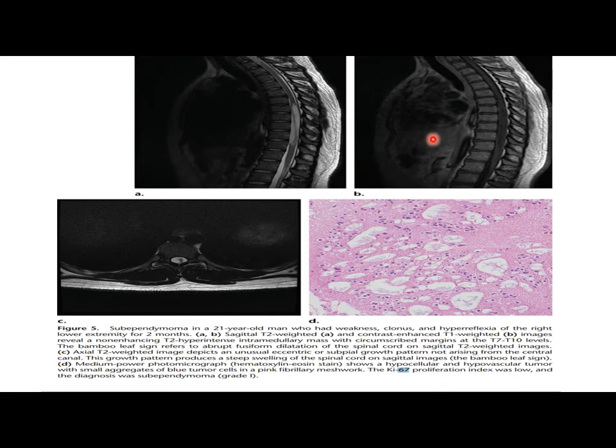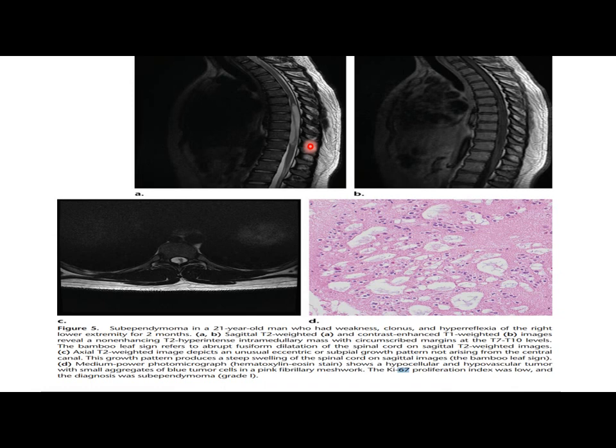Subependymoma is also slow-growing. Its characteristic is that it is hyperintense on the T2 weighted image. It shows no significant enhancement on contrast-enhanced T1. This is a characteristic feature of subependymoma, and it gives focal swelling of the spinal cord, an expansile, lobulated mass, and characteristically gives the bamboo leaf sign of the spinal cord.